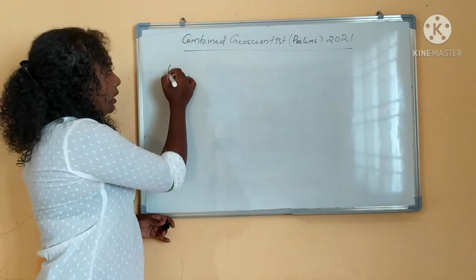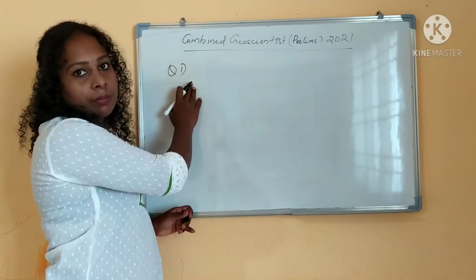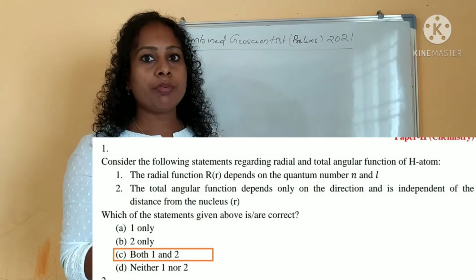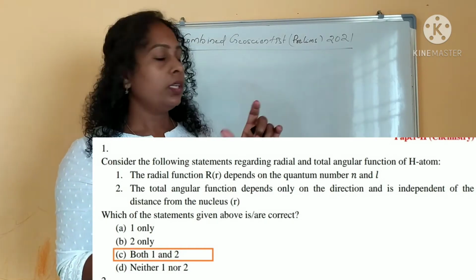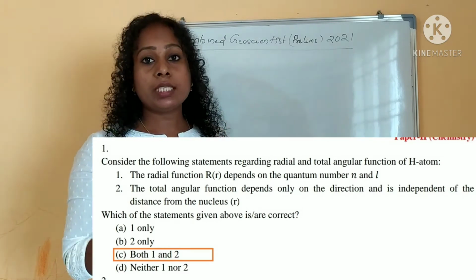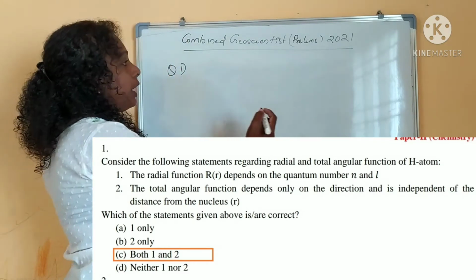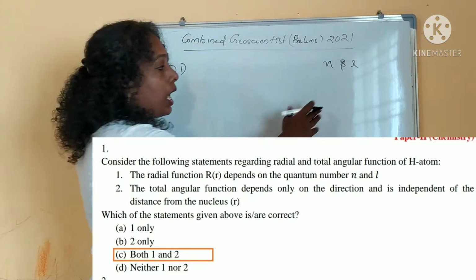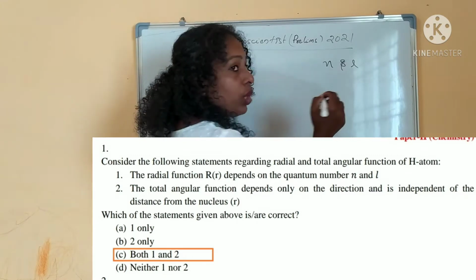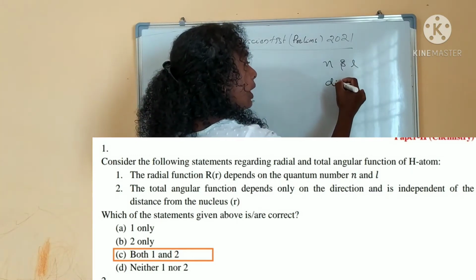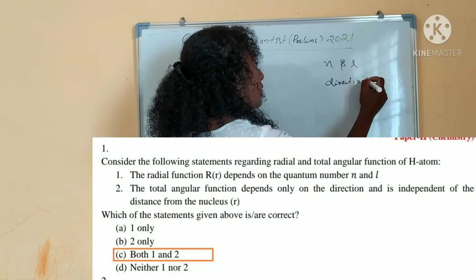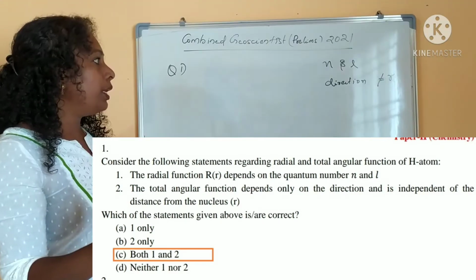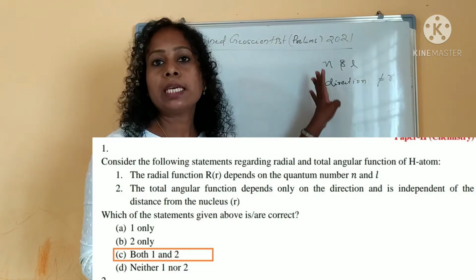So first question, they were asked about the hydrogen atom. The hydrogen atom wave function depends on the radial wave function and angular wave function. What do they depend on? Which factors it depends on, they were asking. The first statement is that the radial function depends on n and l value, and the second statement is that the angular function only depends on the direction and it is not depending on r. Okay, these are the two statements they have made. So both statements are correct.